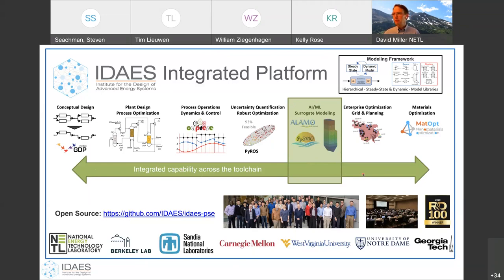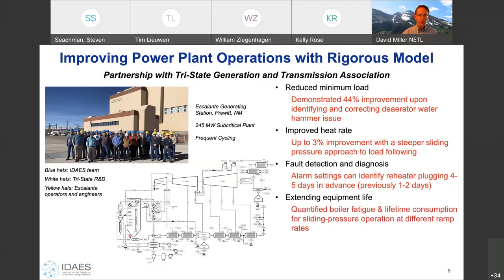And what I plan to do with the remaining time that I have is give you two examples of how we're using some of these AI ML tools to solve real problems. I will note that IDAES is an open source platform. You can get it on GitHub at this location, and it's been created as a collaboration across three national labs, and now we're up to four universities that are part of our collaboration in building these and demonstrating them on a variety of projects.